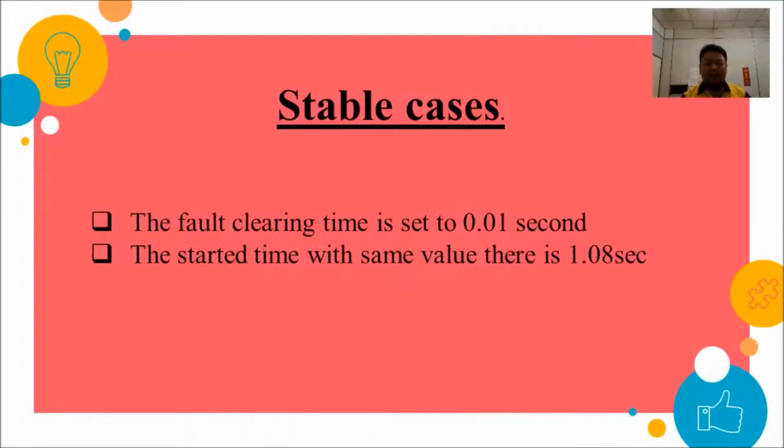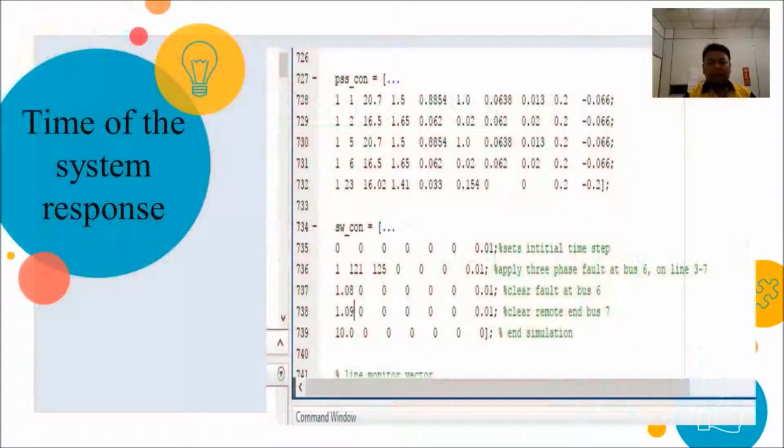For the stable case, the fault clearance time is set to 0.01 second. The start time has the same value, which is 1.08 second. You can see here, it starts at 1.08 and the fault is cleared at bus 6.